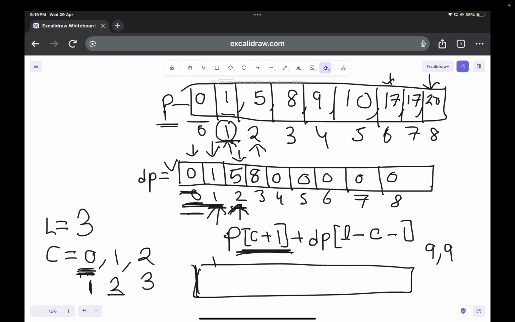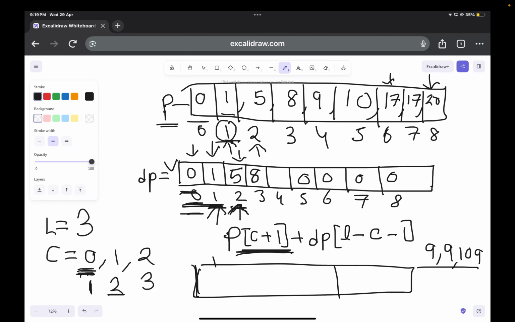So if I cut 2 and 2, 10 rupees. 5 plus 5 is 10. If I cut 3 and 1, the price of 3 is 8. 8 plus 1 is 9. So what is the highest one? 10. So it will be 10.